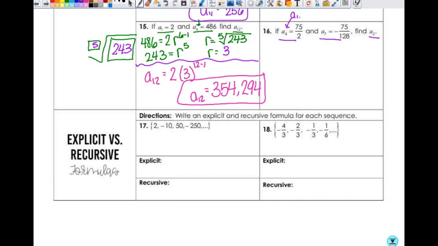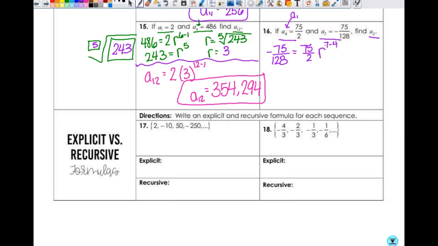Does that make sense? 4 doesn't really equal 1 numerically, but we just have to think about it that way. So when we're substituting it into our formula, A7, which is negative 75 over 128, would be equal to A1, but we're using A4 as A1, so that's 75 over 2, times R, which we don't know, to the n minus 1 power, but what is 1 now? 4. So this is really the 7 minus 4 power. We're chopping off the beginning of the sequence because it should have the same R, right? Because it was n minus 1 and 1 is now 4, that's why we have 7 minus 4. Everybody okay with that?